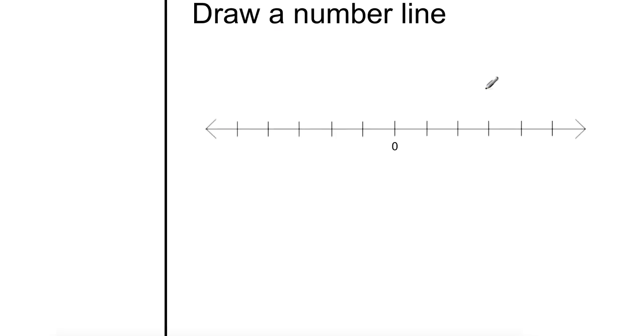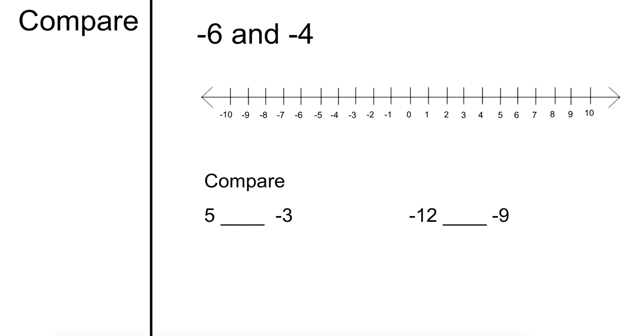So let's take a look. Let's draw a number line. Make sure you can fill in all the correct values going this direction. It goes like this. And then 1, 2, 3, 4, 5. So let's find a -6 on your number line and a -4. Remember, the farther to the right, the bigger I am. So a -4 is bigger than a -6.